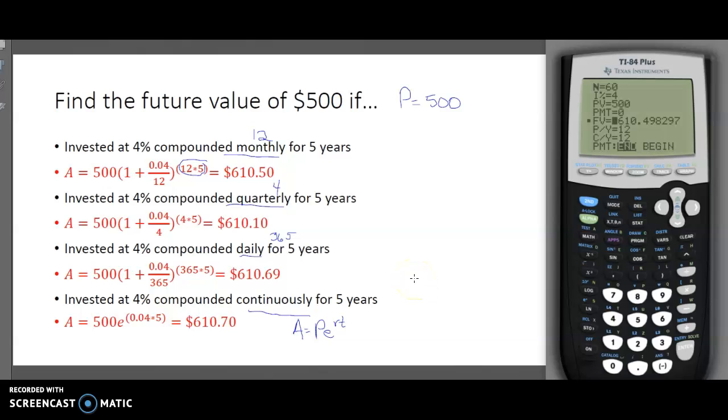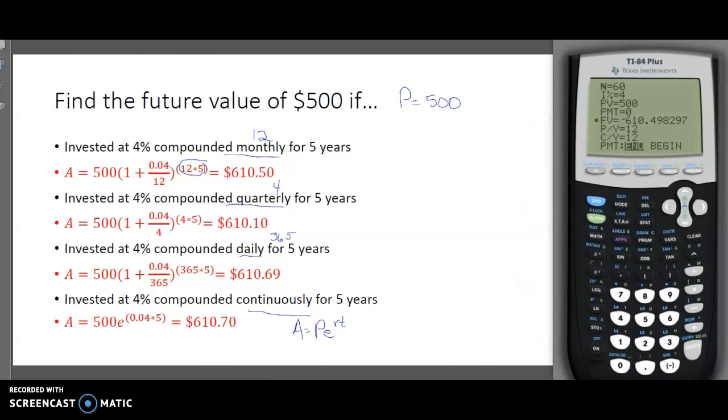And I round to pennies. That's $610.50. So I'm going to let you work through all of these. You can stop the video, make sure you understand how to use the calculator. These steps are the same each time when all we're doing is finding the future value. But let's look at another example to see how we can use this in even other ways.